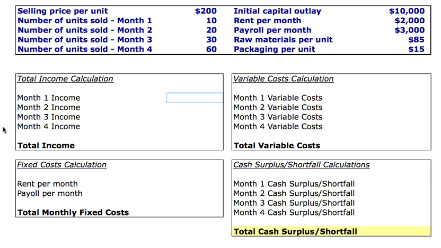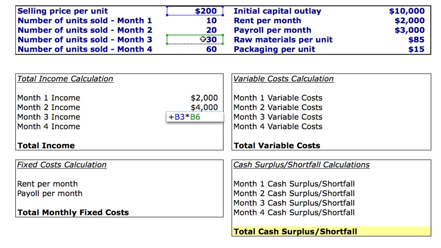So we have all of the inputs up here in blue for the business, and then down here we have the calculation areas. The first step is calculating total monthly income. So what we're going to do is take the selling price per unit and multiply it by the number of units sold in the respective month. So we have $2,000 in income in month 1. We're going to repeat that process, selling price times the number of units sold for the remaining months.